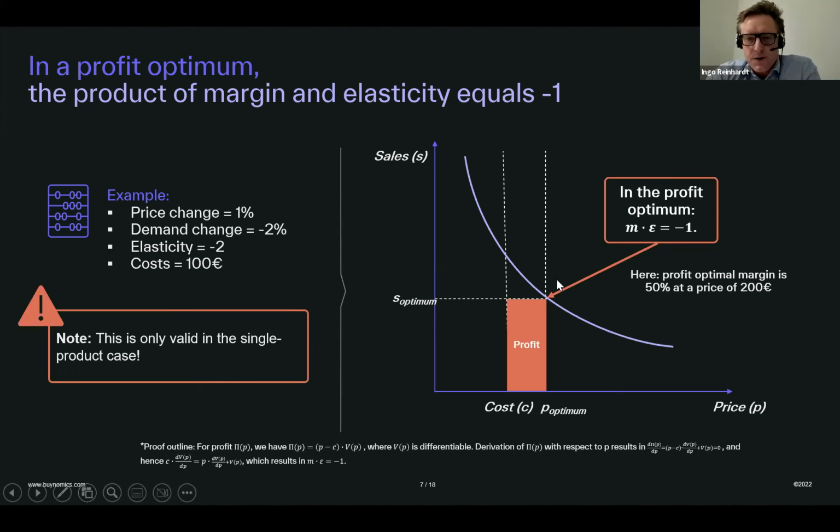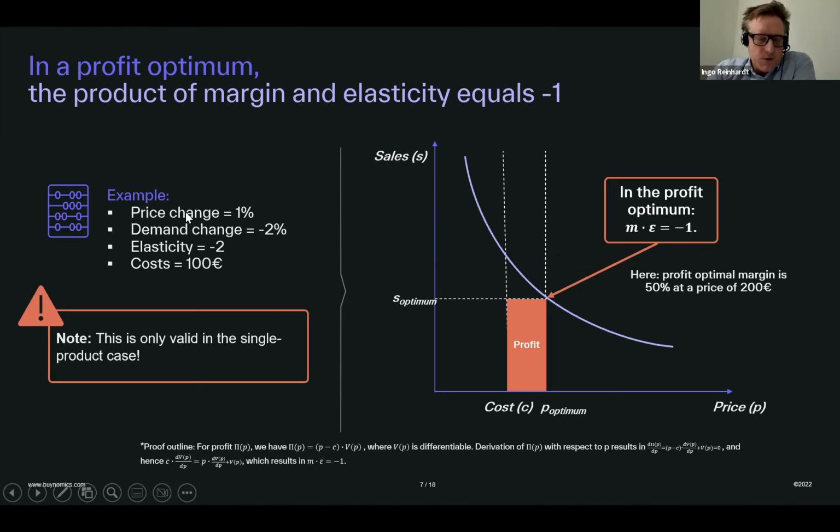So if I know the elasticity of a product at each point, then it's very easy to compute the profit optimal price. It's also easy to compute the price that maximizes revenue. If you think in this equation here, in the case where we have a margin of, say, 100%, so no variable cost, then profit optimum and revenue optimum are the same. So the revenue optimum is at the point where the elasticity is -1.